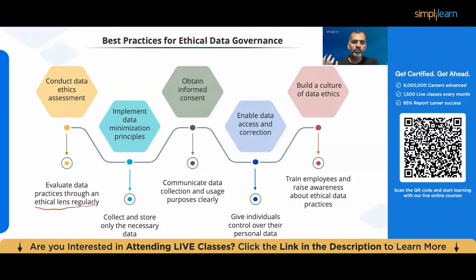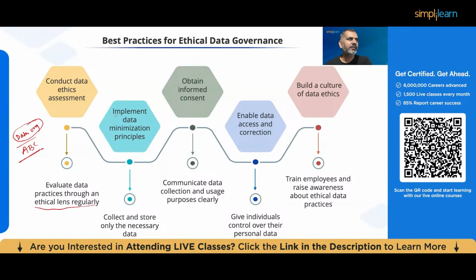If you are considering any organization, let's suppose ABC, a data organization which is collecting and using data, that organization needs to go through a scrutiny test periodically. It has to address all the standard data ethics practices, and it has to prove that all these practices are well maintained and adhered to by the organization. This is what we call conducting a data ethics assessment periodically.